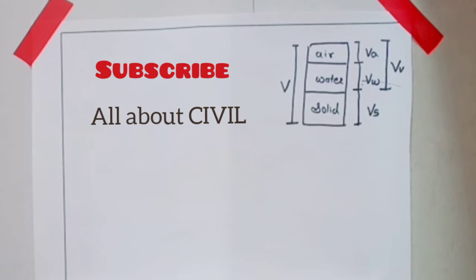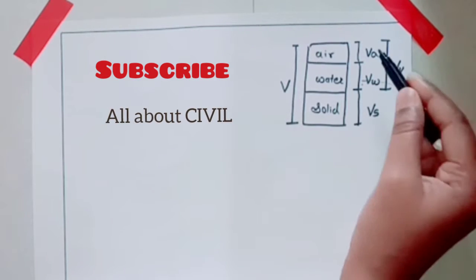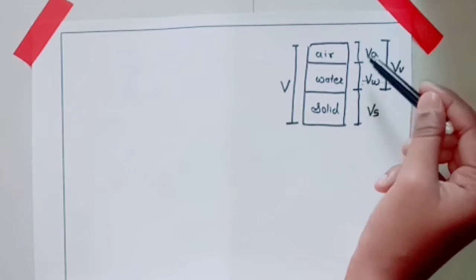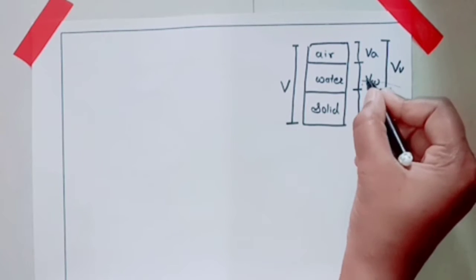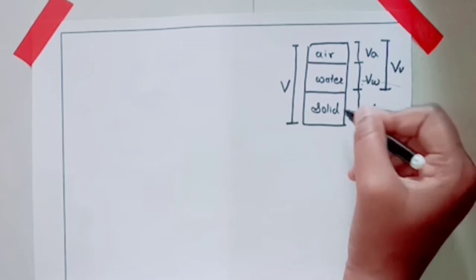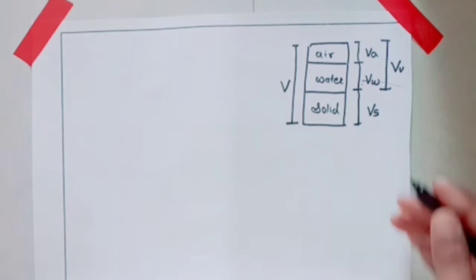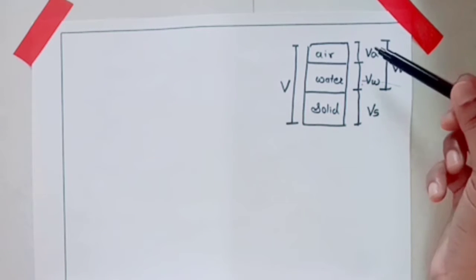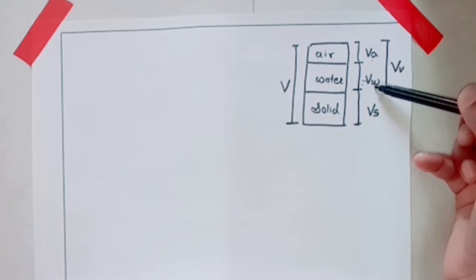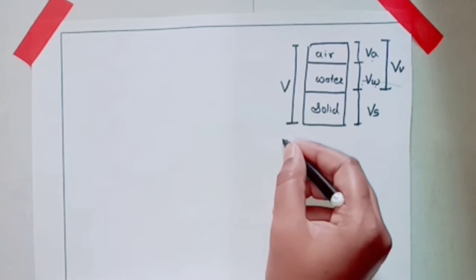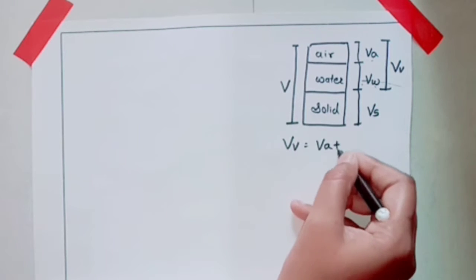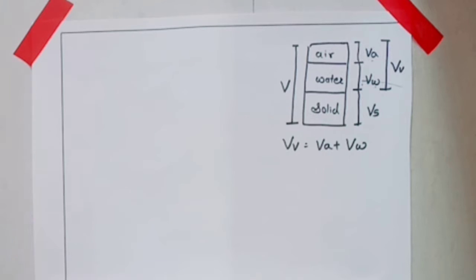So guys, if you get this three-phase diagram, then you will understand all these terms. First is VA, volume of air, volume of water and volume of solids. Then VV is volume of voids, and it is together volume of air plus volume of water. That is, volume of voids equals volume of air plus volume of water.